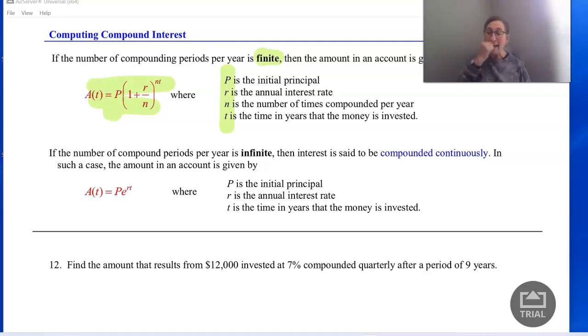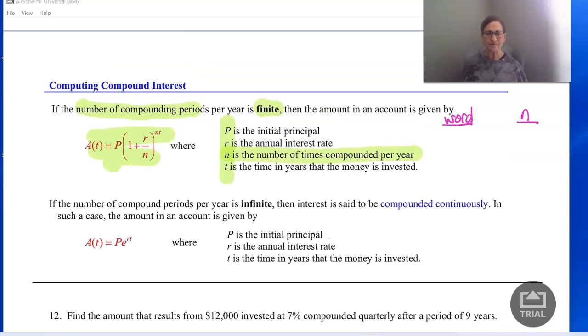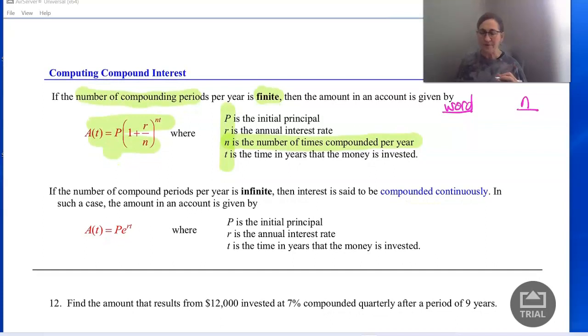It says n, which is the number of compound periods. You need a little bit more information for that. When you're talking about compound periods, they're not going to tell you exactly the number of compound periods. They're not going to give you a number. They're going to give you a word that you have to figure out what the n is. It's not hard.